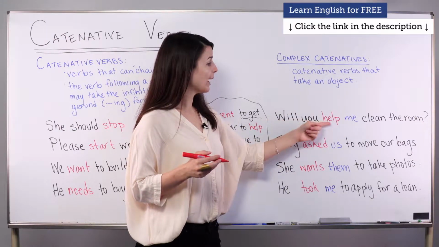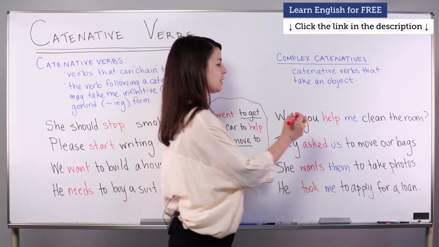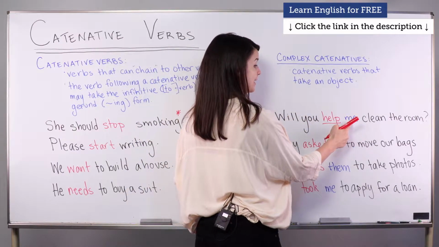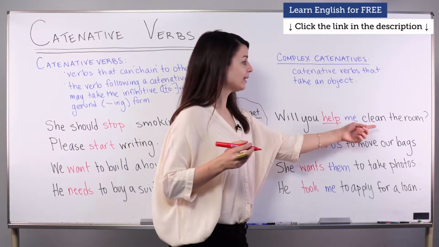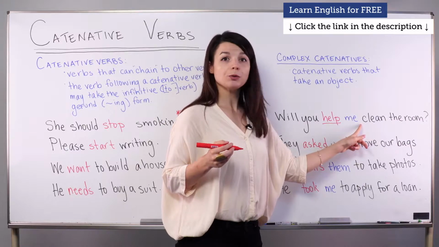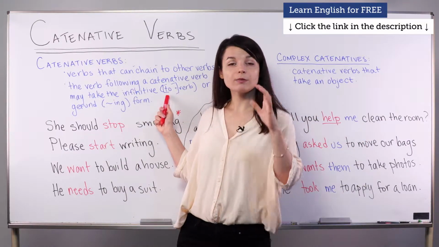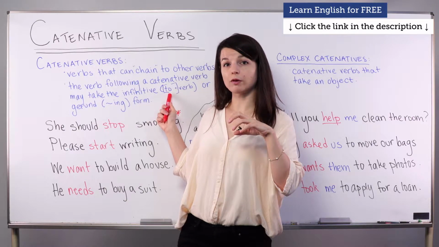Here, will you help me clean the room? So my catenative verb here is help, my object is me, and then my linking verb is clean. So clean here, you'll notice there's no to. This is an example, like I mentioned here, where sometimes we don't use to before the infinitive.